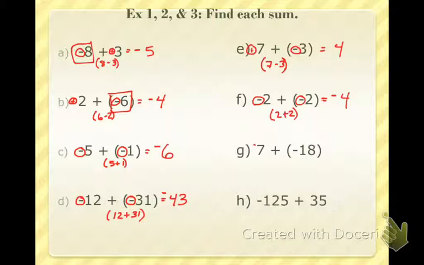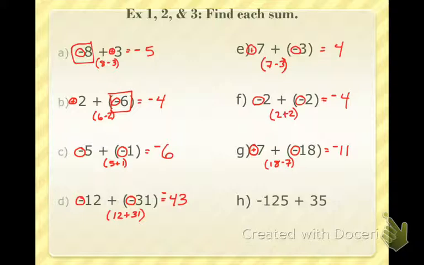G, you have a positive and a negative, so they're opposite, so you're going to go 18 minus 7 in your brain. 18 minus 7 is 11, and 18 is bigger, and the sign is a negative, so you're going to put a negative in front of it.